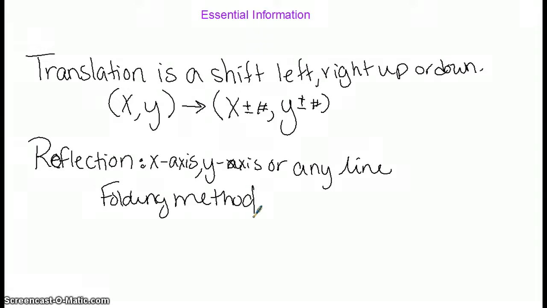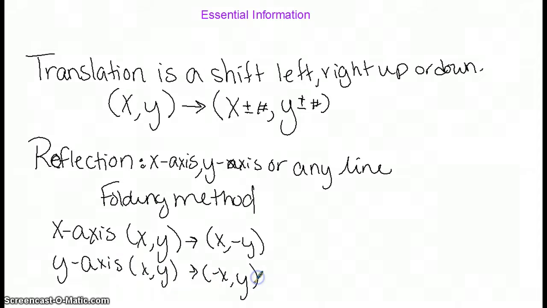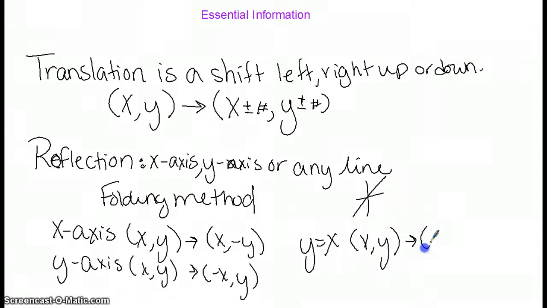We also have a couple of key rules. Over the x-axis, we move from x comma y to x comma negative y. The y-axis moves from x comma y to negative x comma y. And the line y equals x, which is a diagonal line through the origin, moves x comma y to y comma x. It would be helpful to write this information on the top of your paper.